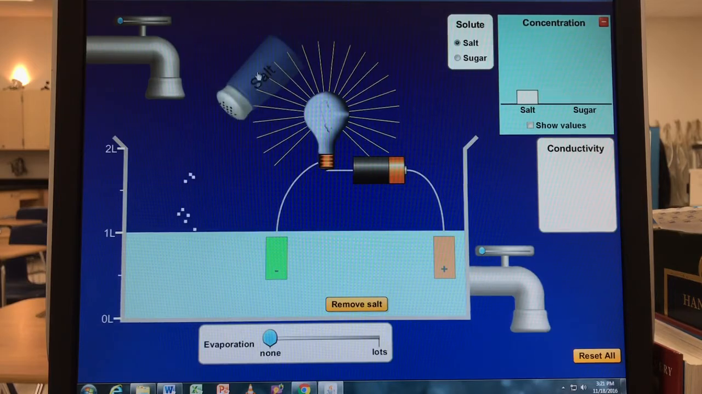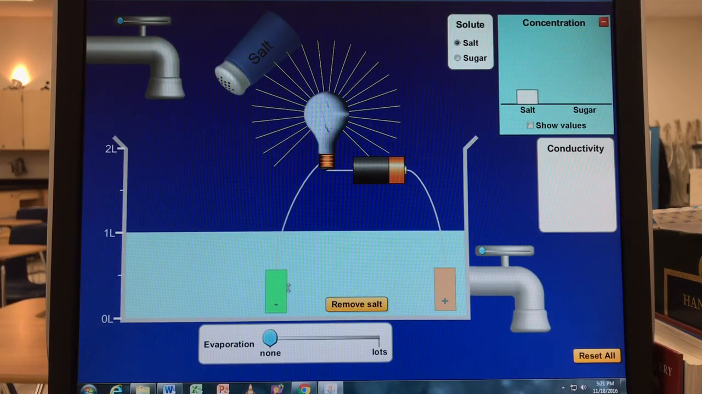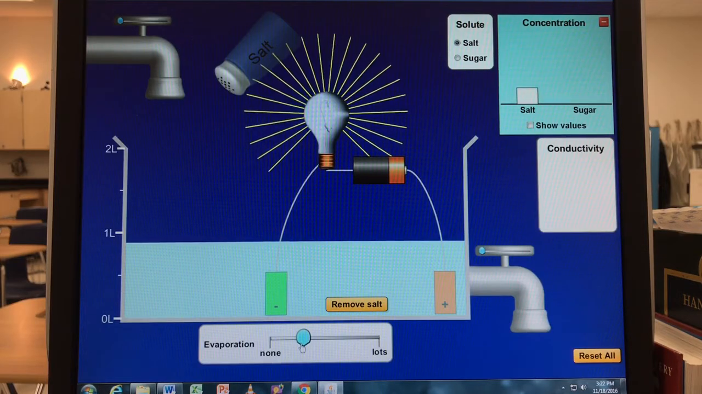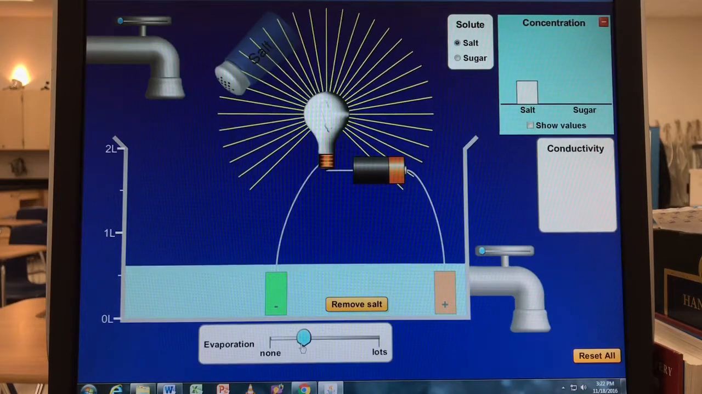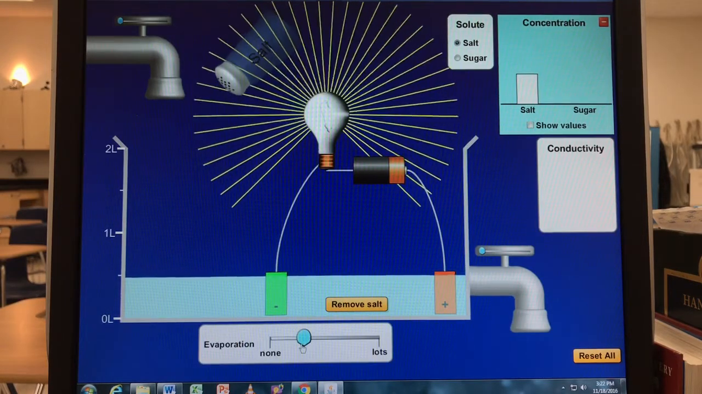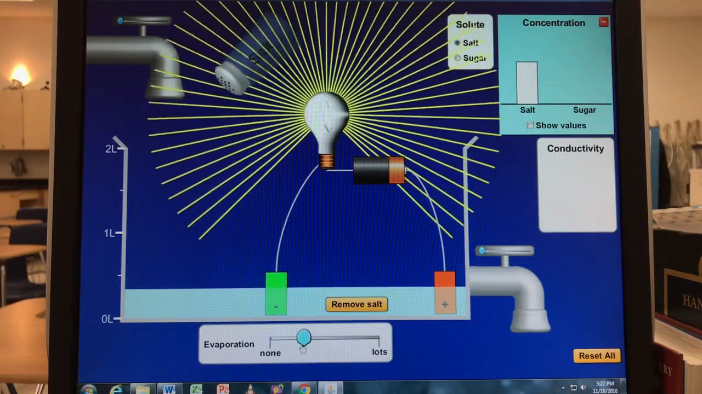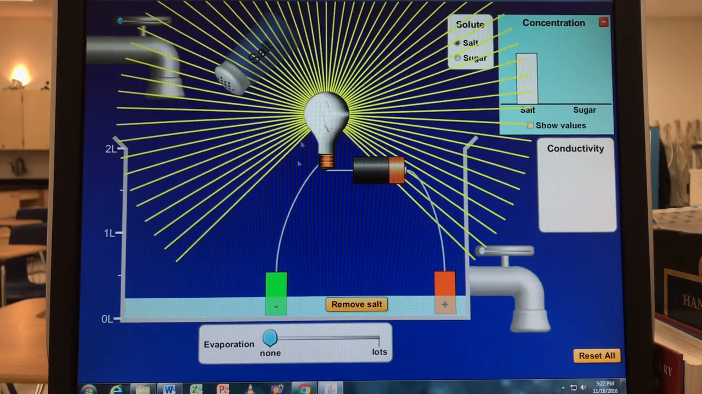So there must be something in the salt that is causing this to be conductive, right? Now, if we move this down, we have no more salt in our shaker up here, but if we move this down into the water and we cause some evaporation to occur, let's look at what happens. The light gets even brighter, and the salt concentration increases. That is interesting. The light gets brighter and brighter until it cannot get any brighter at all, and then we have a large concentration of salt.